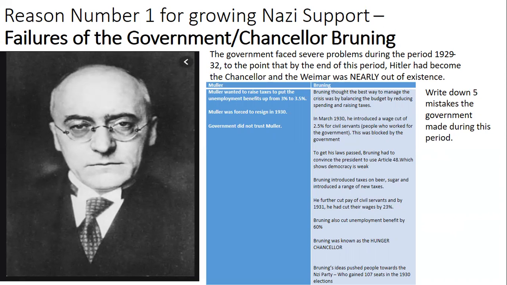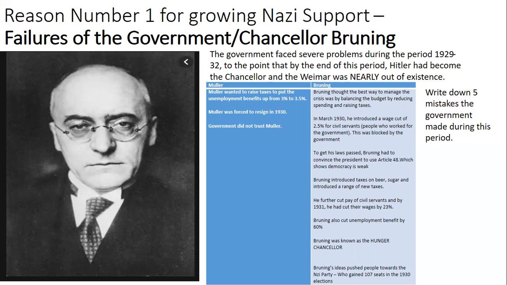In March 1930, he introduced a wage cut of 2.5% for civil servants. But actually, this was blocked by the government. He wanted to introduce it, but he didn't have enough support in the Reichstag. To get the laws passed, Brüning had to convince the president, Hindenburg, to use Article 48, which showed that democracy was significantly weak. Brüning introduced taxes on beer and sugar, which were basic necessities in Germany. And that, again, made it harder for the unemployed and the poor to afford basic goods.